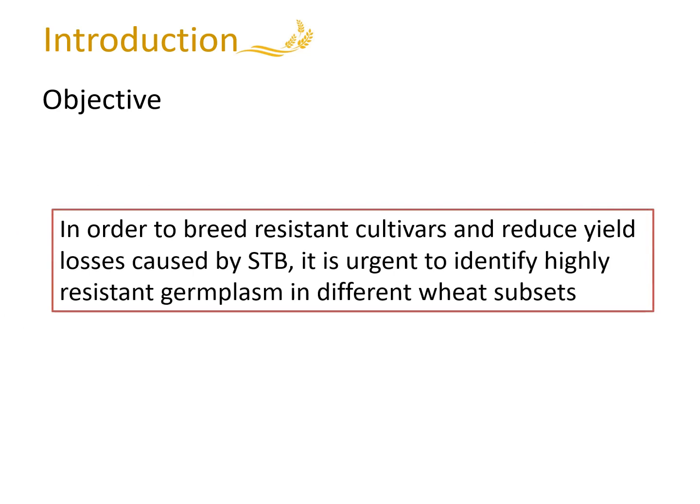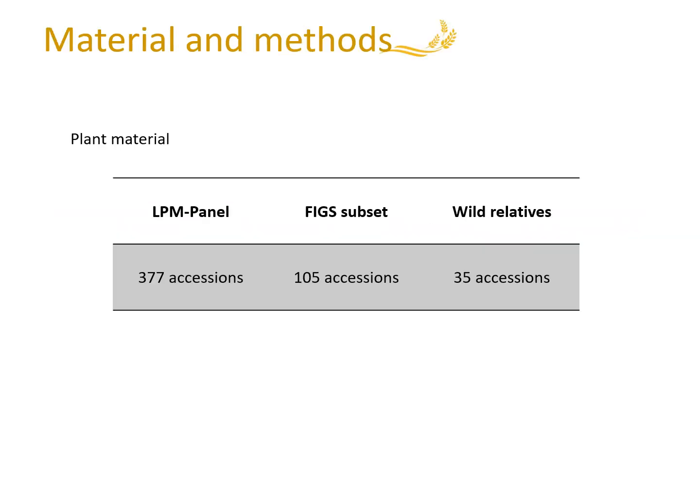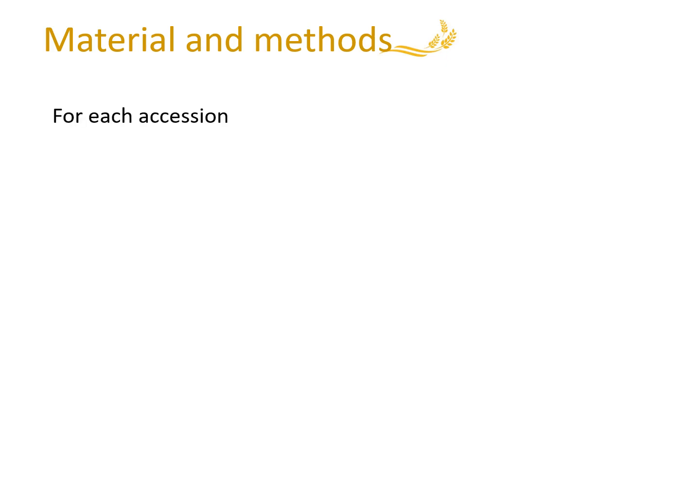In order to breed resistant cultivars and reduce yield losses caused by Septoria tritici blotch, it is urgent to identify highly resistant germplasm in different wheat subsets. For this, in this study, we used 3 different sets of wheat: the LPM panel containing 377 accessions, the FIGS subset, and wild relatives containing 105 and 35 accessions respectively.